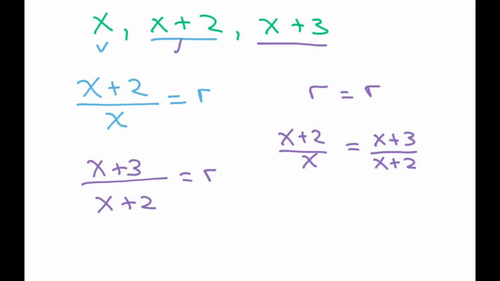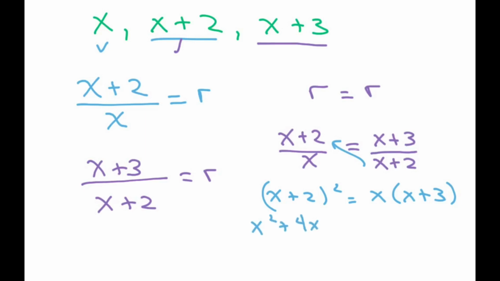Now we can cross multiply and we'll get x squared. Or let's just show our work a little bit. We'll get x plus 2, crossing these two, squared equals x times x plus 3. So this is x squared plus 4x plus 4 equals x squared plus 3x. Now what happens is these two cancel.